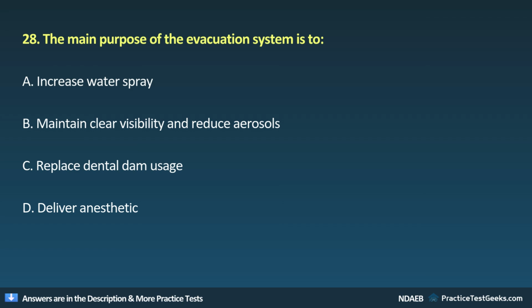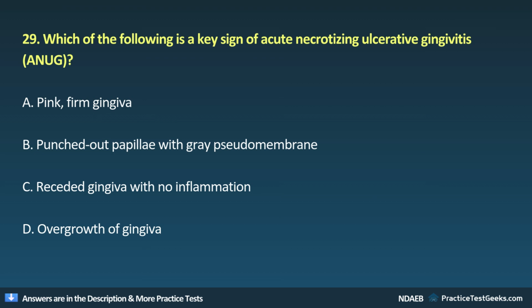28. The main purpose of the evacuation system is to A. Increase water spray. B. Maintain clear visibility and reduce aerosols. C. Replace dental dam usage. D. Deliver anesthetic. 29. Which of the following is a key sign of acute necrotizing ulcerative gingivitis, ANUG?